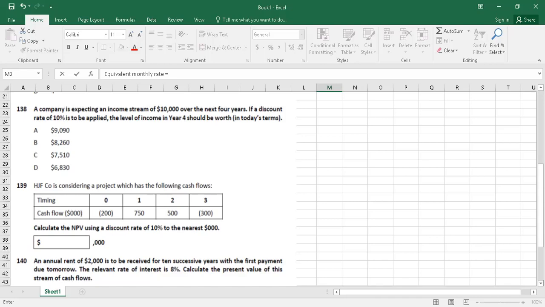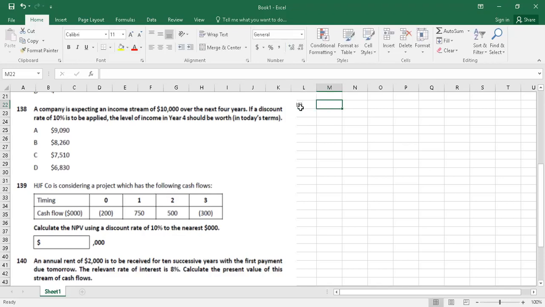So it is, a company is expecting an income stream of 10,000 over the next 4 years. If a discount rate is to be applied, the level of income in year 4 should be worth in today's terms. So basically, we just have to find out what is the discounted value. So question number 138.